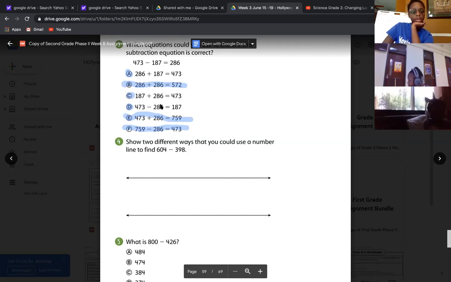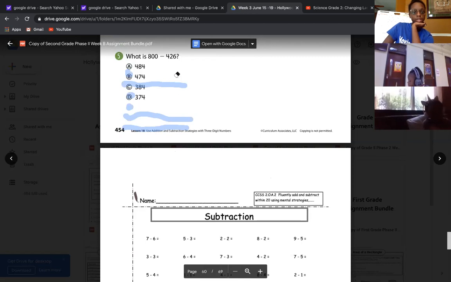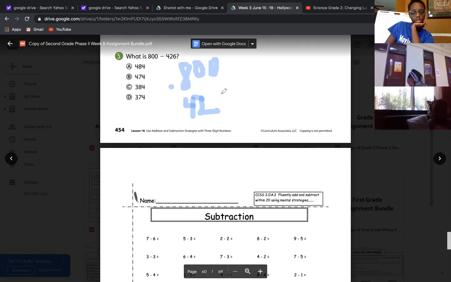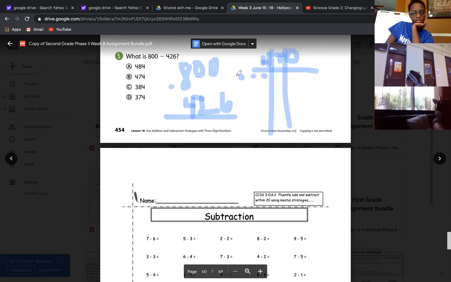All right, now we're gonna move down to number 5, because we need to also get to some science. Now they want you to subtract 800 minus 426. Once again, if you need to, draw the chip model. I'm gonna go ahead and let you solve this one, and then this will be what you need to take a picture of.